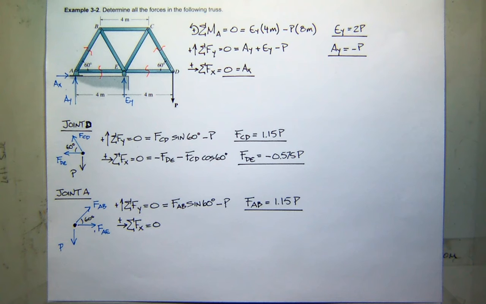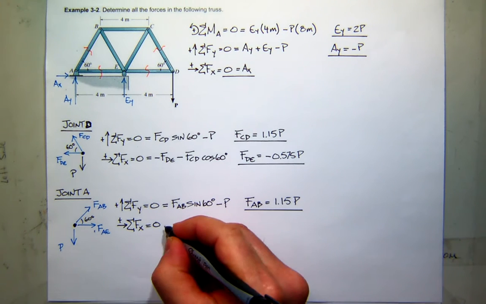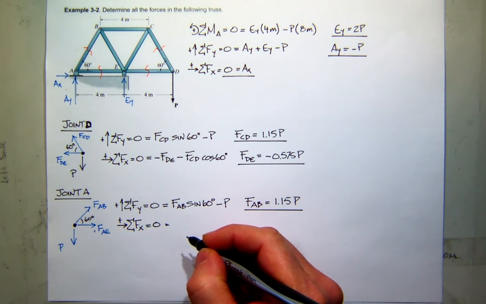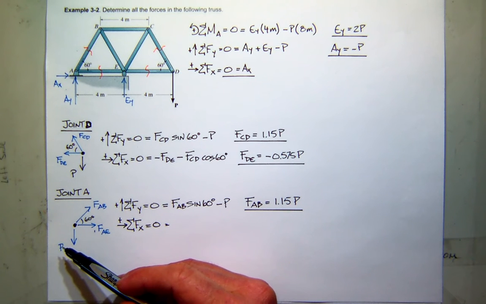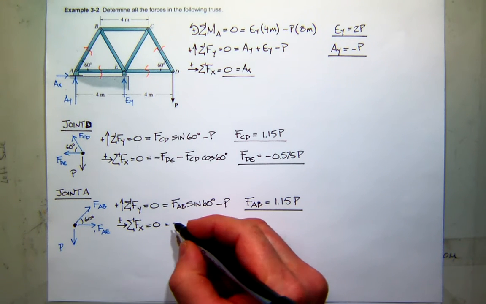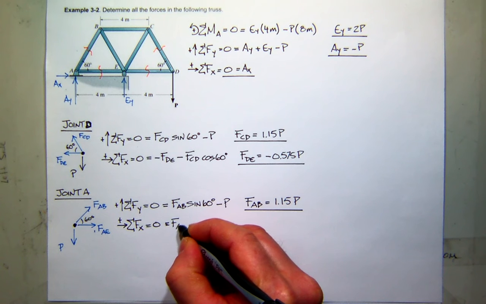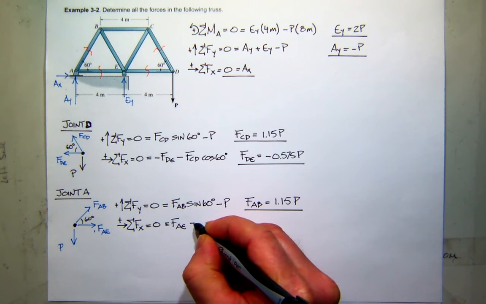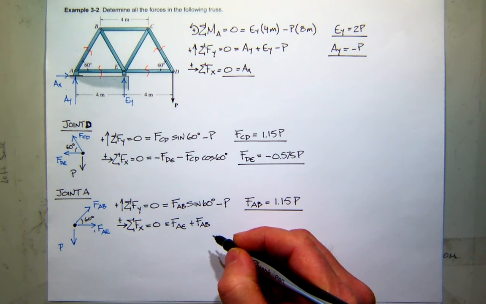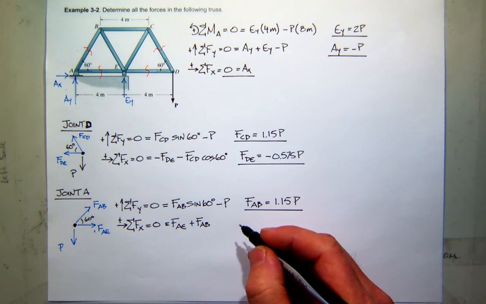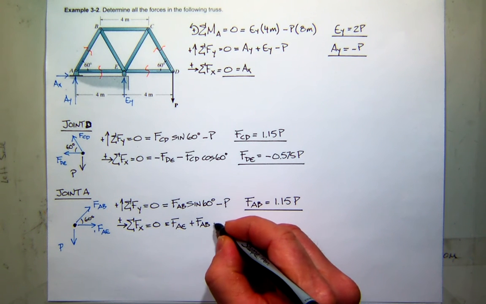Okay, Mr. Monterey, do that for me. So it'd be negative FAE. Wait a minute. Both the X components are going right or left? Right. So they're positive. So would you say FAE? That's correct. FAE plus FAB. What part of FAB? The X component, right? What's the X component? Cosine 60. Correct.